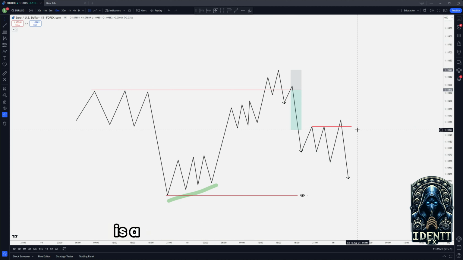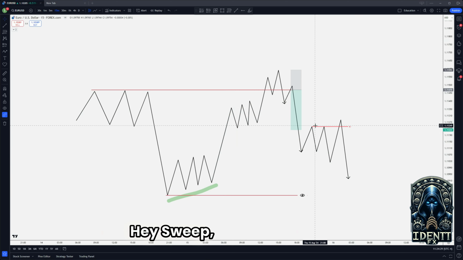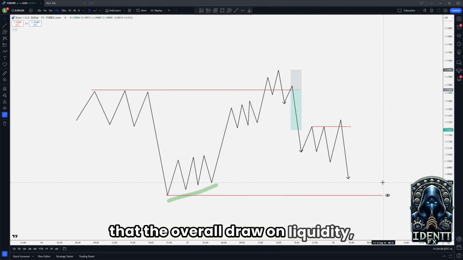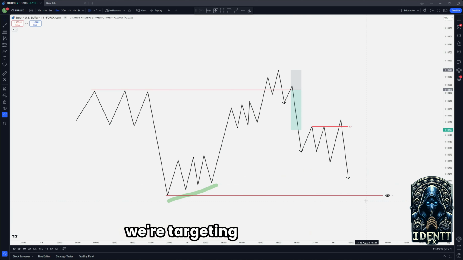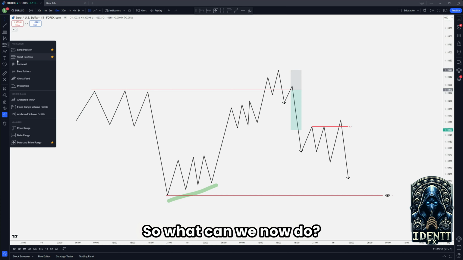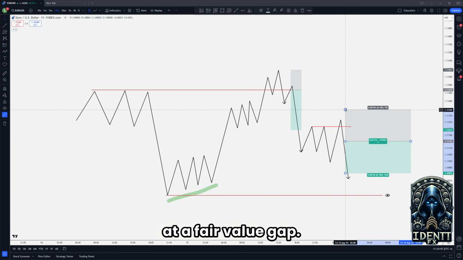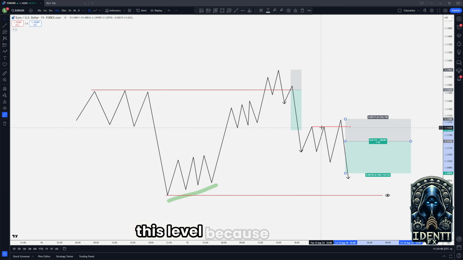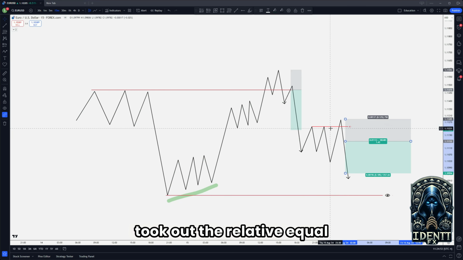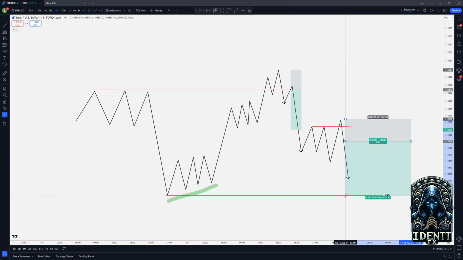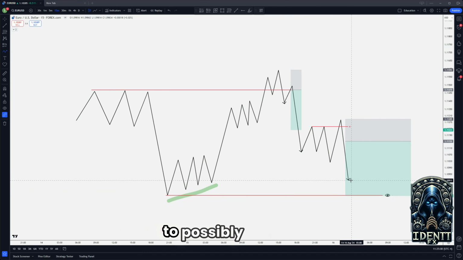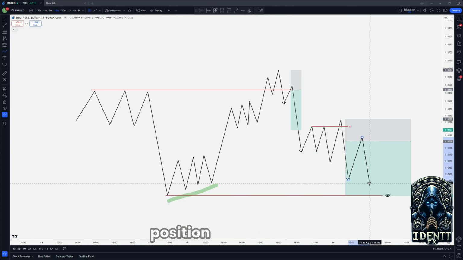And this, for example, is a perfect re-entry opportunity. We can see right here that we have a sweep. We sweep these relative equal highs that we put in and we are displacing lower. Now, we still know that the overall external drawn liquidity that we're targeting is down here. So what can we now do? We can again start looking at a fair value gap. We can take a trade off of this level because we now know that price has made itself efficient because it took out the relative equal highs here. And we know what the target is. So we then wait for price to possibly fill us. If we don't get filled, then it wasn't our position to begin with.